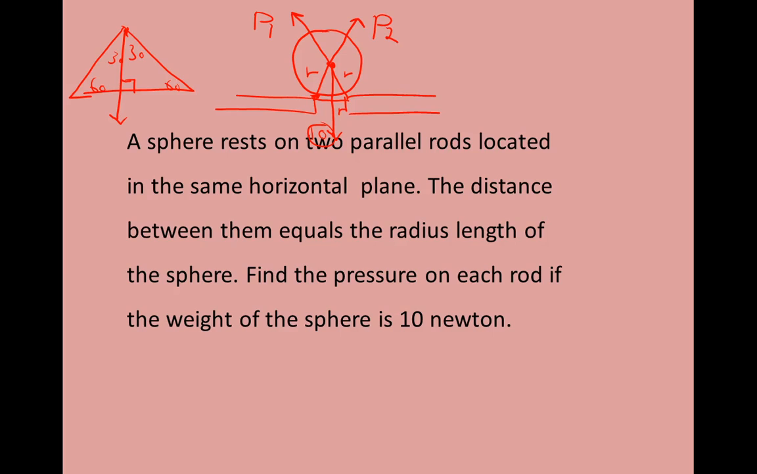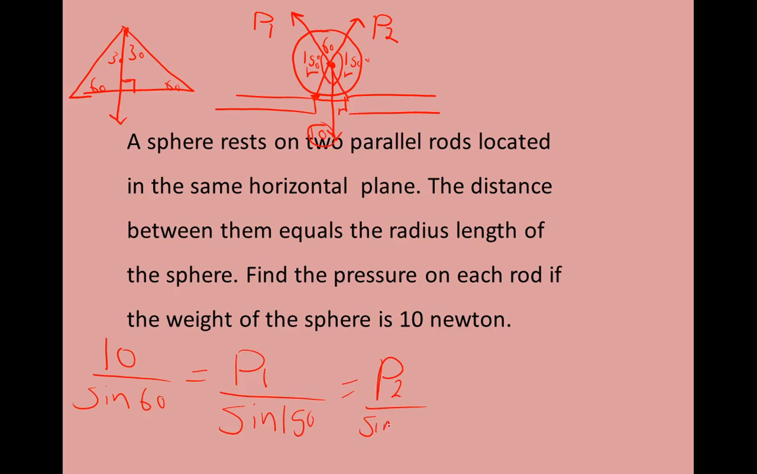Take care. In this figure, this angle equals 60 degrees. Also, this angle equals 150 degrees, which equals 120 plus 30, and this angle equals 150 degrees also. Therefore, 10 over sine 60 equals P1 over sine 150 equals P2 over sine 150.